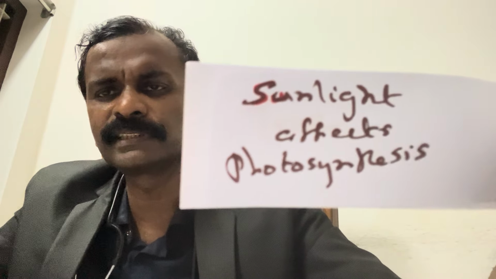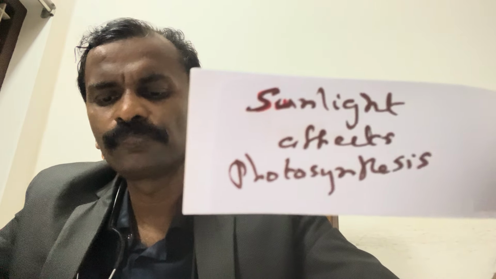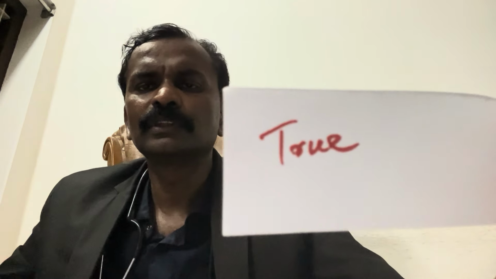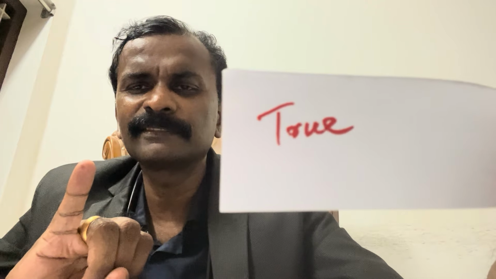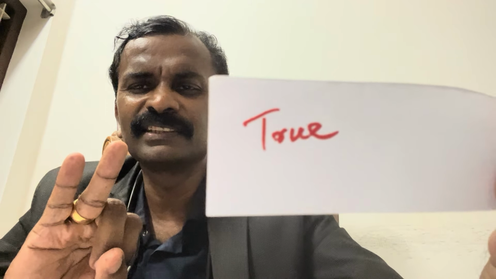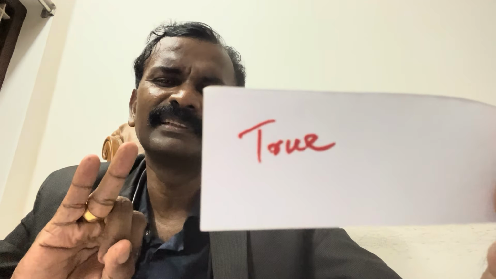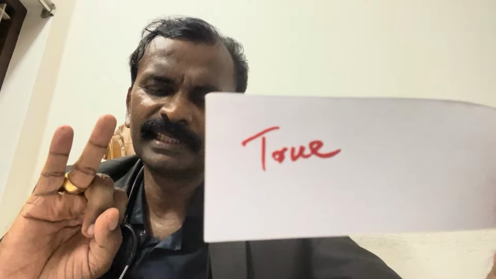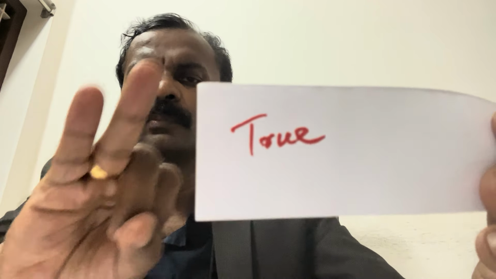Sunlight affects photosynthesis. True or false? True. So water affects photosynthesis. Temperature affects photosynthesis. Don't forget. Remaining things you will think logically. Water affects photosynthesis. Temperature affects photosynthesis. Both are true statements. Okay.